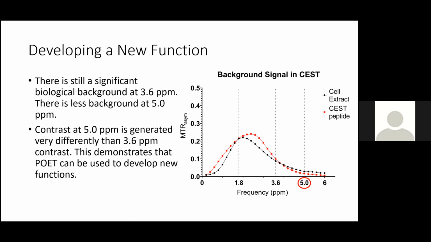Now, for developing a new function, we were looking at 5 ppm. And as you can see from the cell extract versus the peptides that we designed, although everything seems to have a lot of valid contrast generated at 3.6, there's much less at 5 ppm. And as such, a small improvement would yield a relatively large increase in our ability to distinguish from a large body or tell which cells we have the contrast agent in.